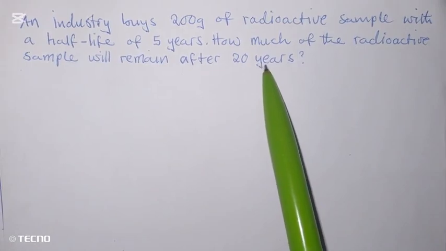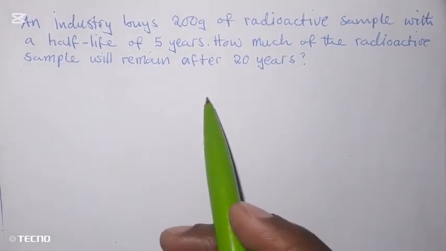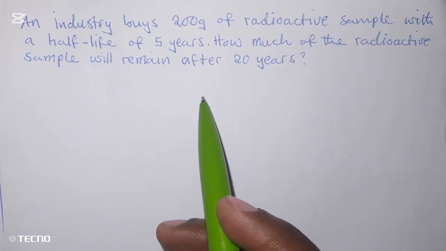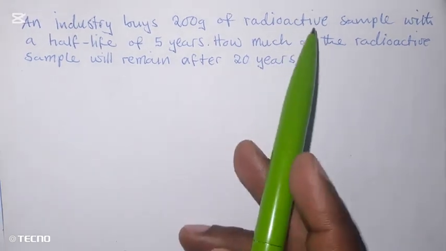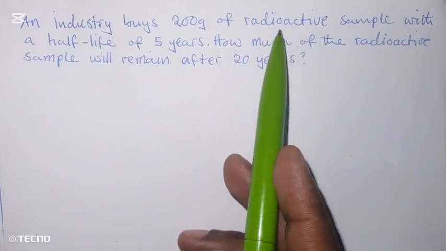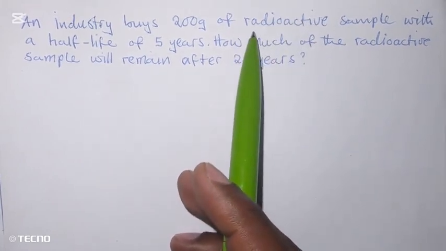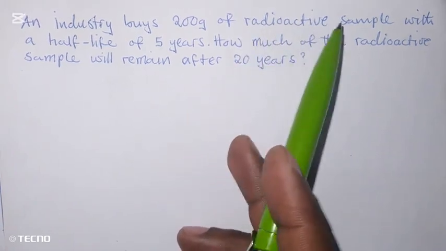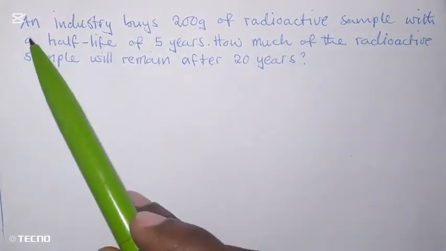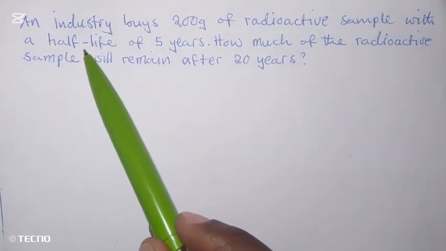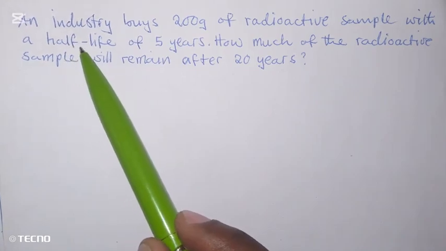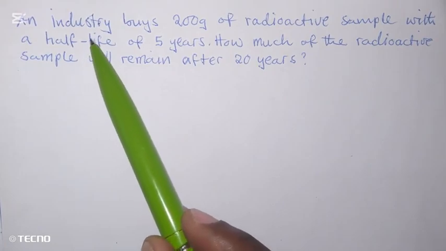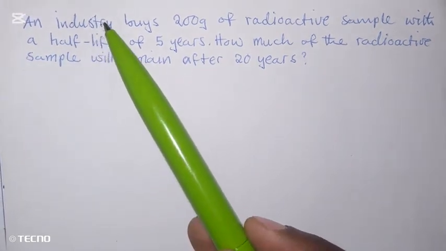So here we know that this is a radioactive question. When you talk of radioactivity, we say it's the spontaneous emission of radiations from an unstable nucleus. Then we also have half-life. When we talk of half-life, we say it is the time taken for a radioactive substance to decay by half.